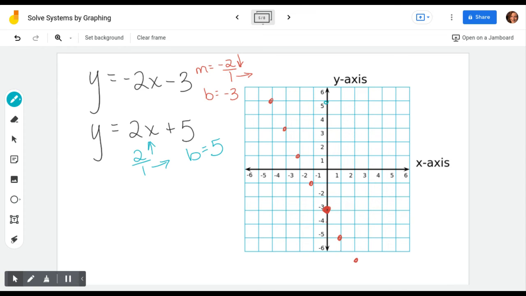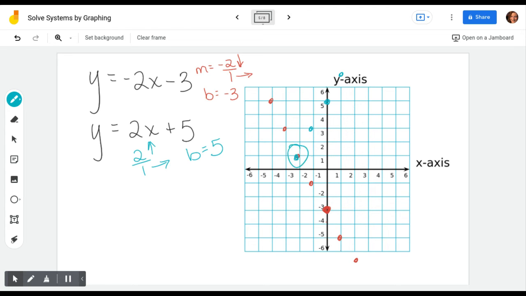So starting here at 5, I would go up 2, right 1, but that's not really helpful because obviously they're not crossing up there. So again, I'm going to extend it in the opposite direction. Instead of going up 2, I'm going to go down 2. And instead of going right 1, I'm going to go left 1. So down 2, left 1, down 2, left 1.